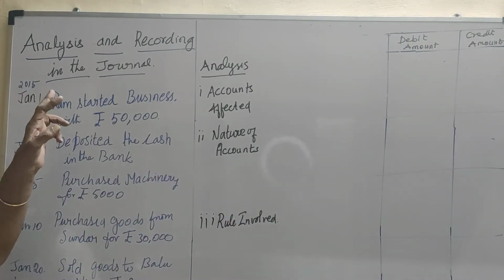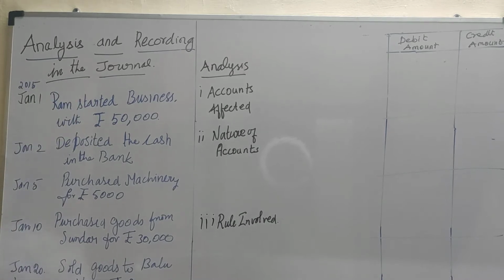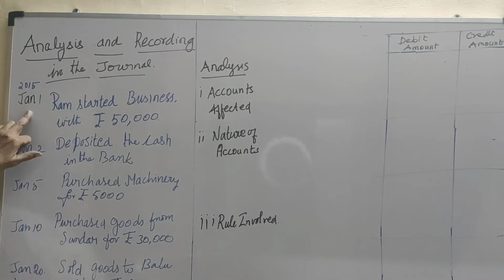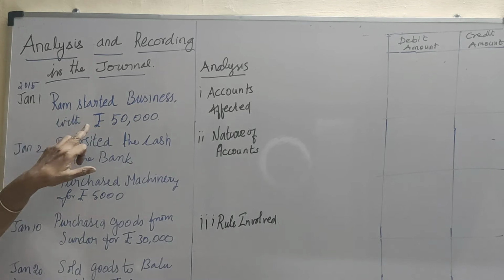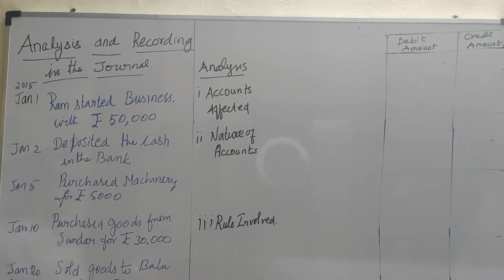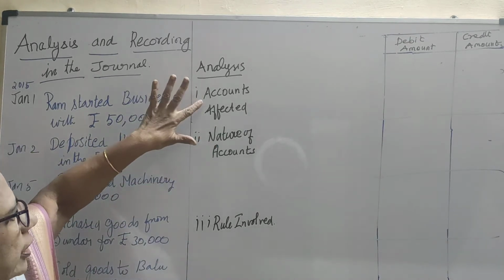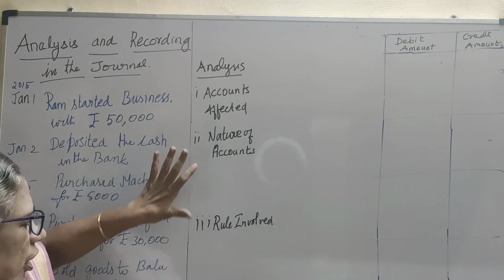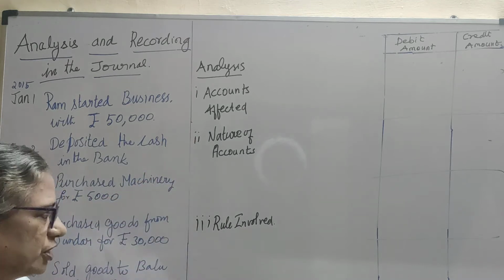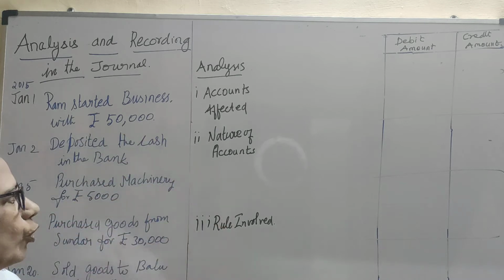Analysis of recording in the journal. The transaction first: Ram started business with rupees 50,000. Now let us analyze this transaction. The analysis is based on the accounts affected, nature of the accounts, rule involved and nature of the change. We have to analyze each transaction on these 4 bases.